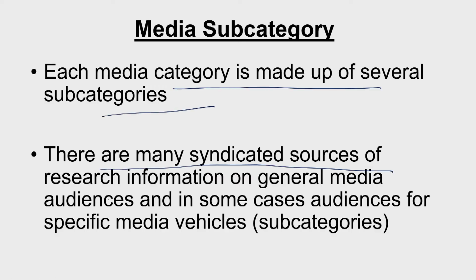There are many syndicated sources of research information on general media audiences, and in some cases audiences for specific media vehicles or subcategories. For example, for people who are more attracted to movies, a different kind of ad should be made than for people who are more attracted to sports. So, depending on what media subcategory is being used, a different kind of ad or a different kind of media should be used.